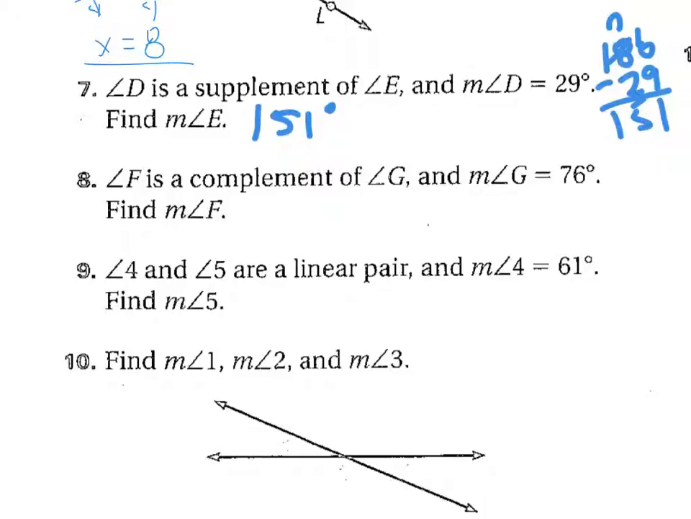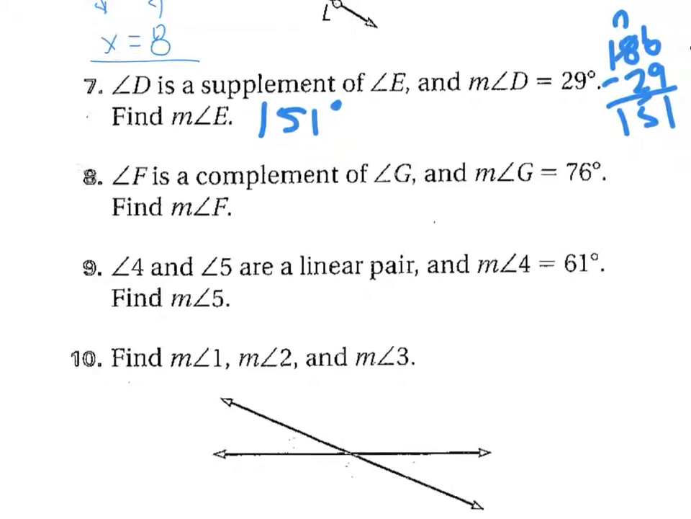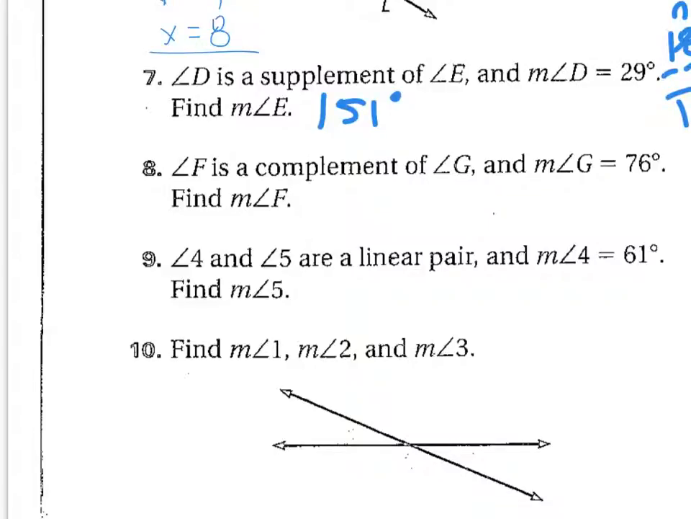In the next one, it says F complements G, meaning they both add up to 90. Okay, that's the difference there. Complementary adds up to 90. So I'm going to take 90 and subtract 76. Got to borrow from the 9, make it an 8, make the other a 10. 10 minus 6 is 4. Got a 1. So F is equal to 14 degrees.